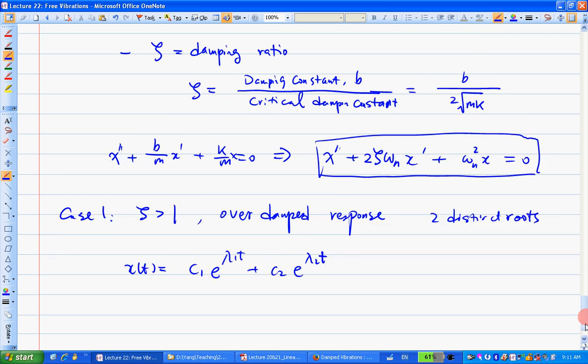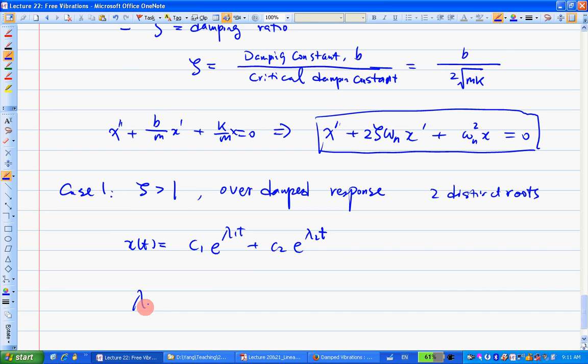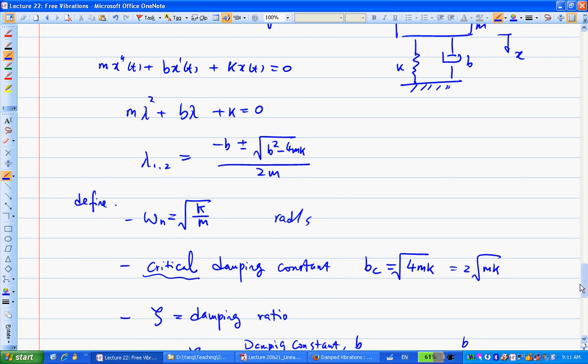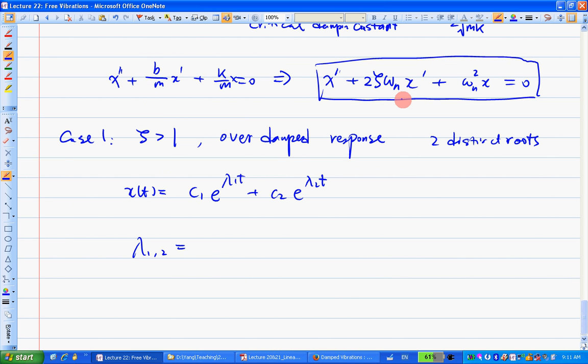So what are lambda 1 and lambda 2 then? Lambda 1 and 2 is this. Now I'm not going to use b, m, k for this. I'm going to use zeta and omega n to express lambda. So the lambda in terms of zeta and omega n is this.